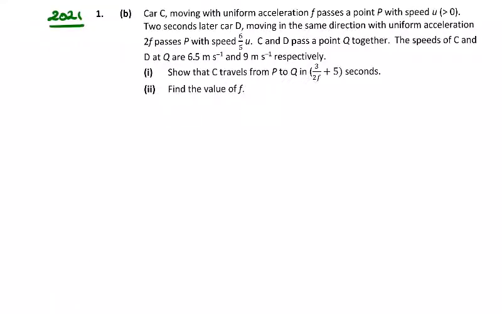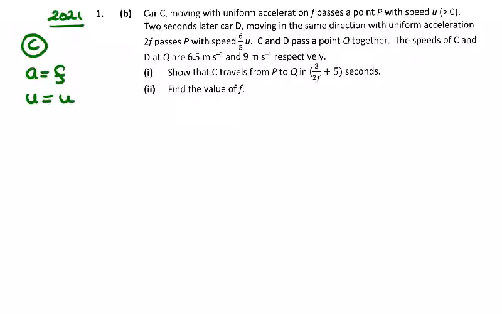This is the 2021 question 1 part B. Car C moving with uniform acceleration F. So let's put down what we have for C. Acceleration is equal to F. Passes a point P with U greater than 0, so we don't know U. Let's just call it U.